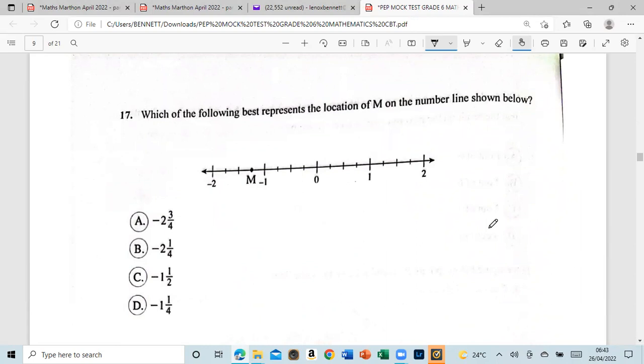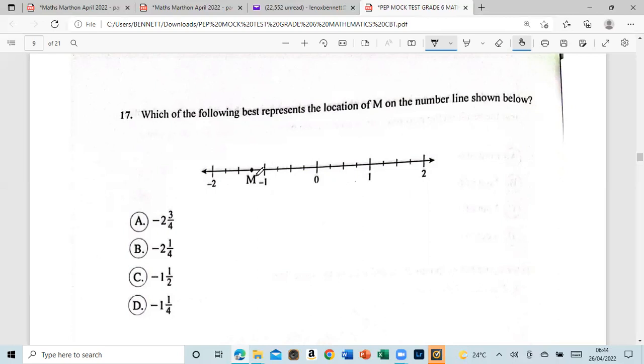All right, so they want us to show the location of M. So let us investigate before we look at the options. Now we are at 1 and we need to go to 2. Let's see how many spaces. All right, I'm going to check for 0. 1, 2, 3, 4. So it's 4. So it's obvious that we're going up by a quarter, right? So it's a quarter, then half, 3/4, and so forth.